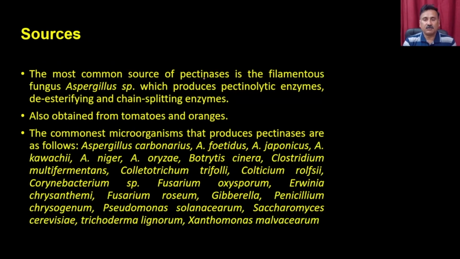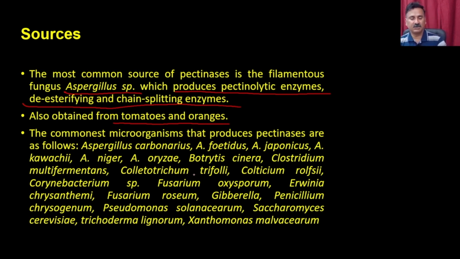Sources: the most common source of pectinases is the filamentous fungus Aspergillus species, which produces the pectinolytic enzymes, de-esterifying and chain-splitting enzymes. They are also obtained from tomato and oranges, and there are other organisms which are also known to produce pectinases.